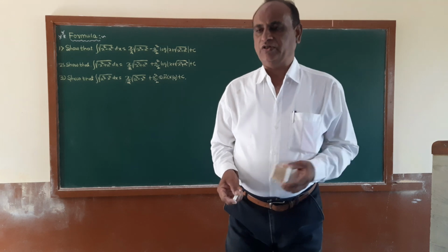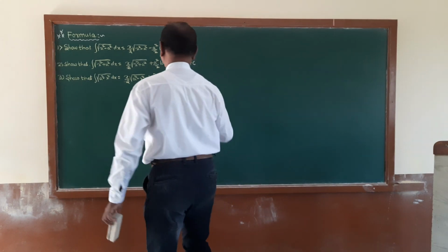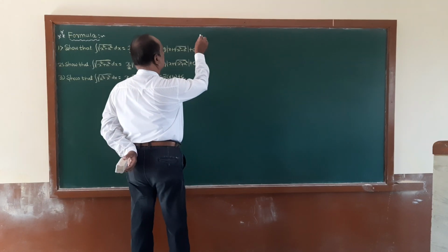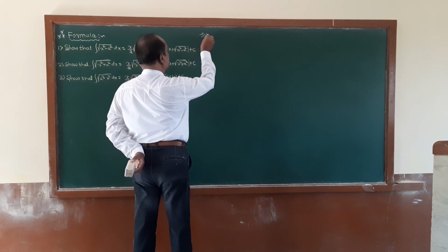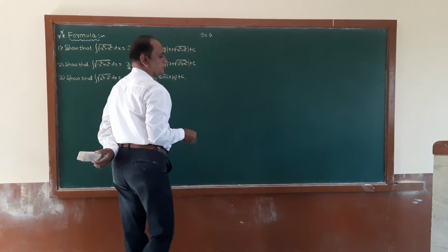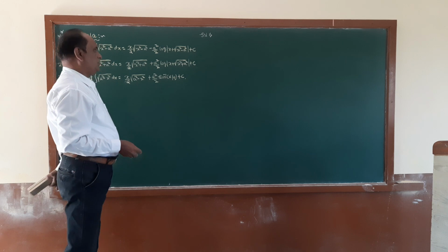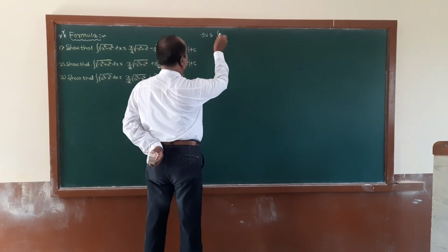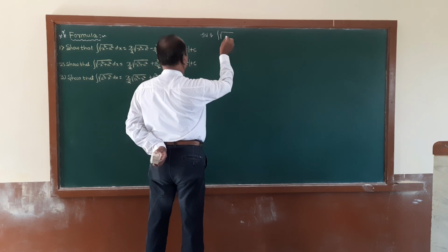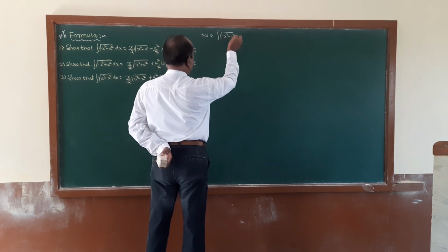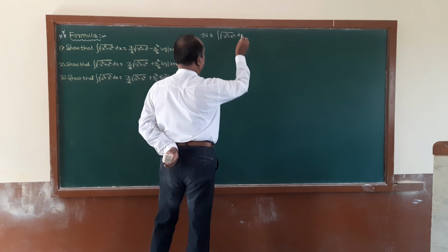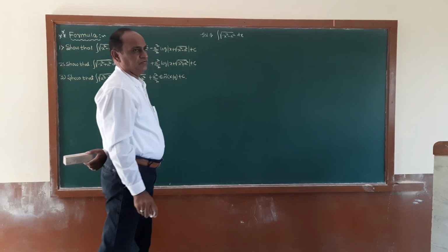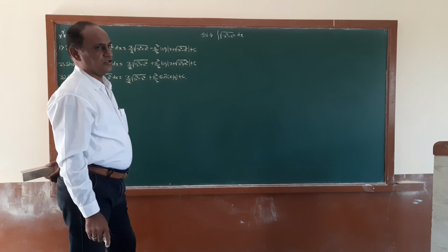So that is the first one, the proof of the first one, or the solution for it. Integral of the square root of, very simple, integral of root of x square minus a square into dx is given. So find the integral of root of x square minus a square into dx.